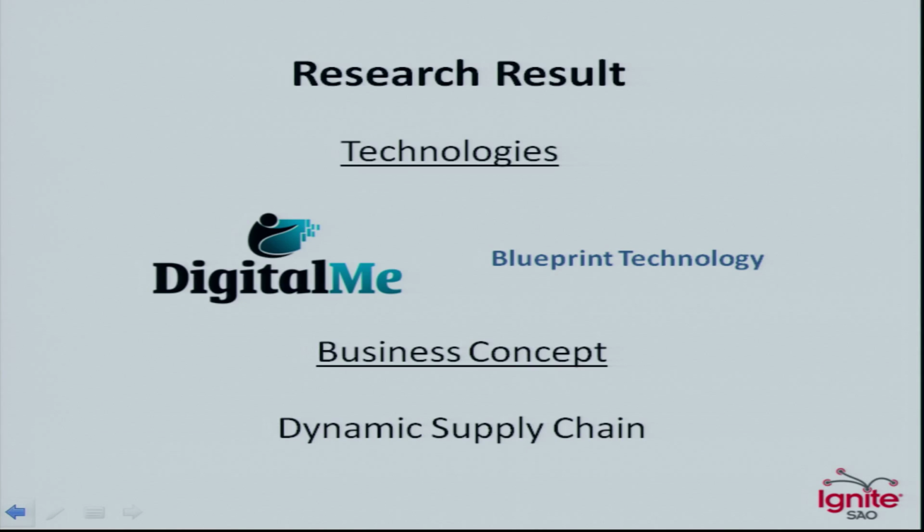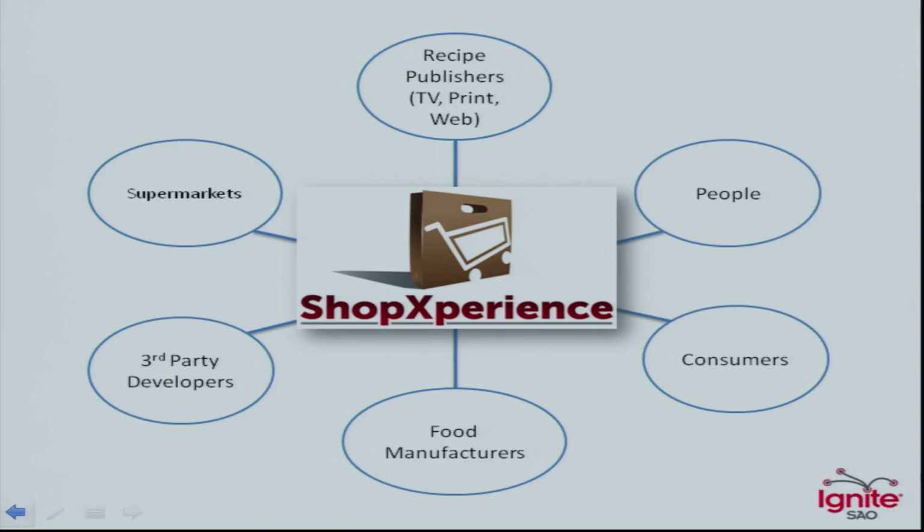So the result was two technologies. One is Digital Me, which is open source, a very unique user account technology for anyone from people to inanimate objects. And then Blueprint, which is our network-based artificial intelligence engine. And then we had to come up with a way to describe how wealth was being generated in a world of dynamic software. Now, of course, on top of that, we had to come up with an initial product to deploy, which is Shop Experience.